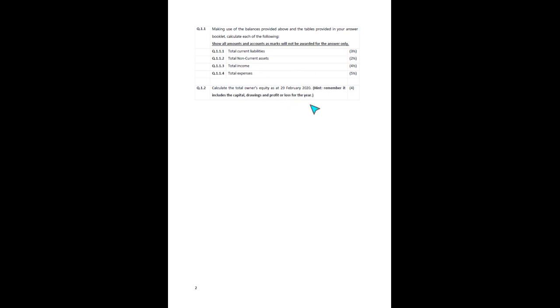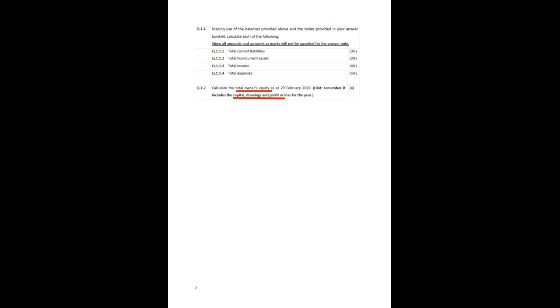The other one that they want us to do is to calculate. They say calculate the total owner's equity. There are two ways of calculating owner's equity, but in this case, they want you to use capital, drawings, and profit. Why do they tell you that? Because there are two ways of calculating. So I'm going to show you the first way of doing it. If you want to calculate capital using drawings and profit, remember, capital is like the same as owner's equity. In a way, it's owner's equity because it's positive. So for you to find capital at the end of the year, you need to use the following formula.